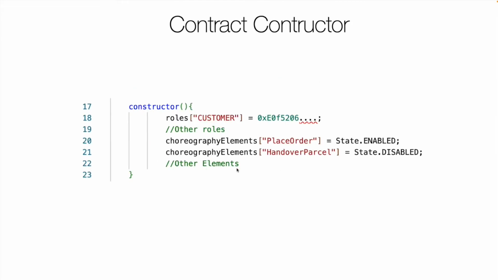In the constructor, we assign each role an ID with the public address, and then we put the state for each element. So the first element, place order, is enabled, and handover parcel, which comes after, is disabled. The constructor will run once when we deploy the smart contract on the chain.